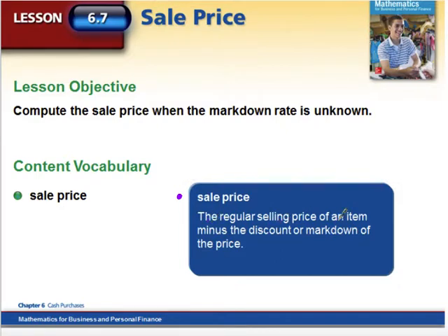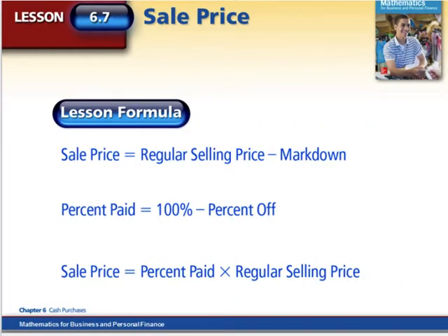So the regular selling price of an item minus the discount or markdown of the item. Now remember, that markdown is usually a percentage, so we're going to calculate these by percentages today. So our lesson formula to calculate the sell price: we can either take the regular selling price minus the markdown if you found that markdown price first, or you can find the percent paid, which comes from taking 100% minus the percentage off or the markdown rate, and then taking that percentage and finding the sell price.